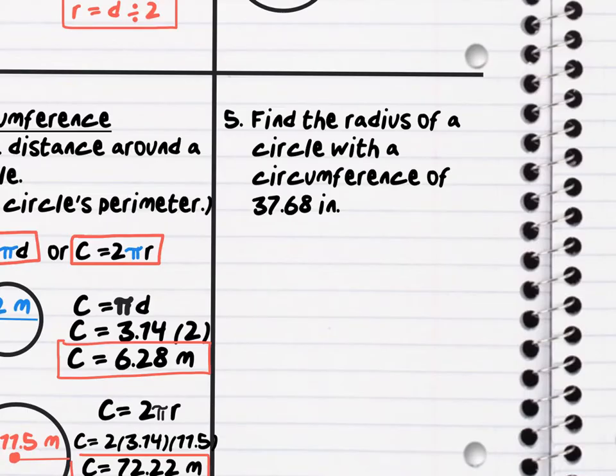Before we continue with problem 5, I want you to write the movie clue to this video. The movie clue is going to be banana cream pie. Banana cream pie, I want you to write those words at the top of your paper next to the title of these notes.